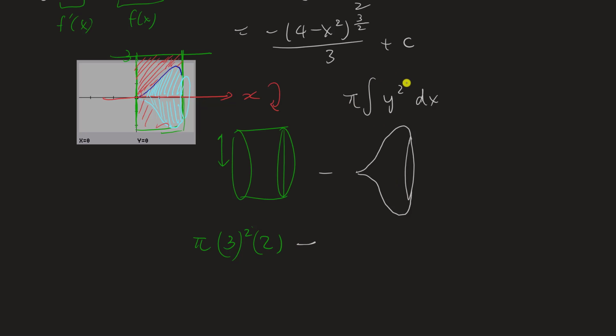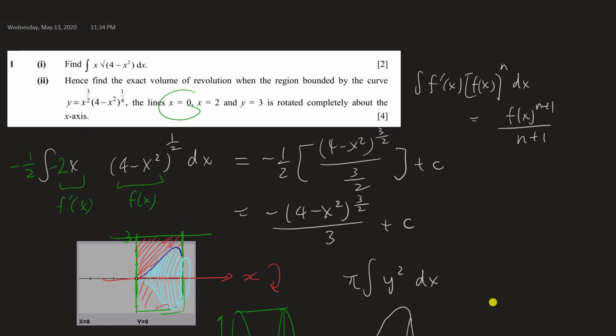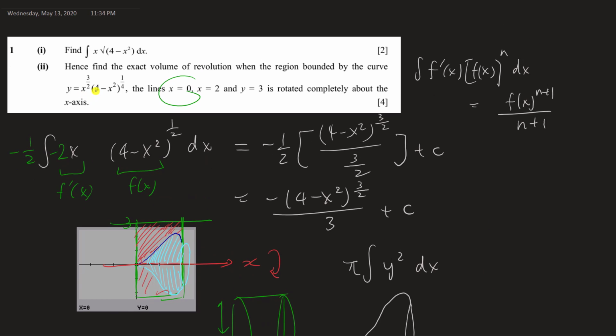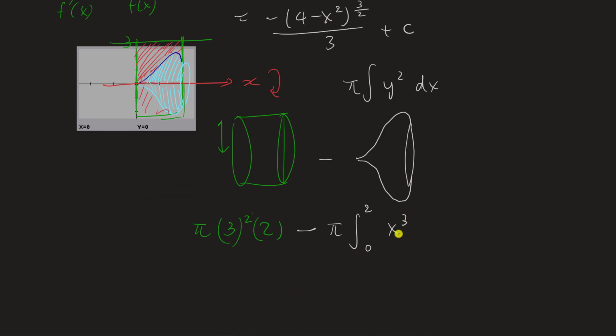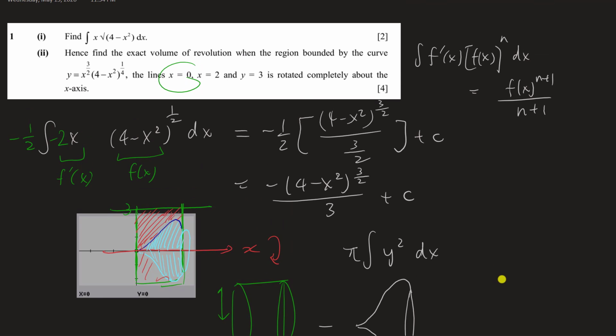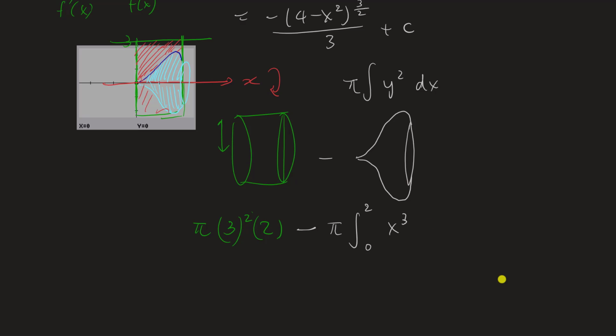This one requires integration. Pi y squared dx from 0 all the way to here, 0 to 2. Second thing you need to fill in, what is y squared? Do you have the equation? The equation is this. What happens when you square this? You will get x to the power of 3, times (4 minus x squared) to the power of half. So we have now set up the question. The application part of integration is done. We apply integration to find the volume.